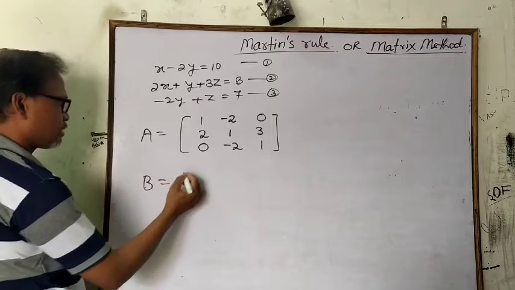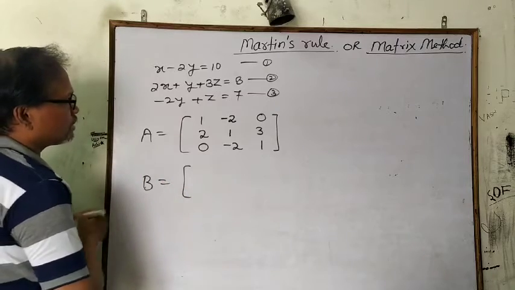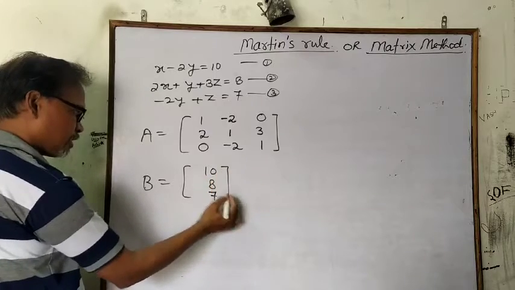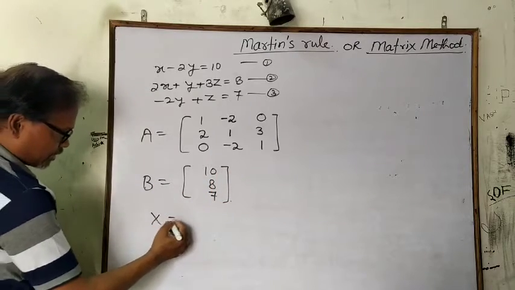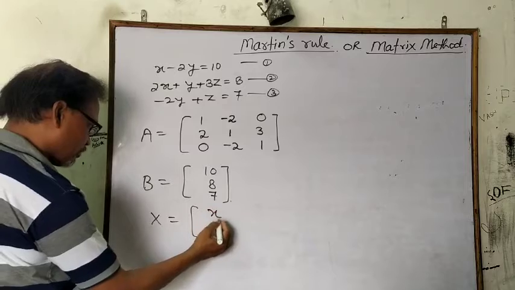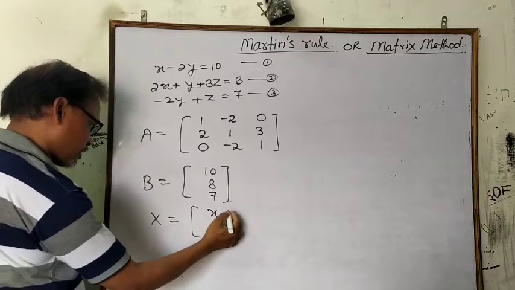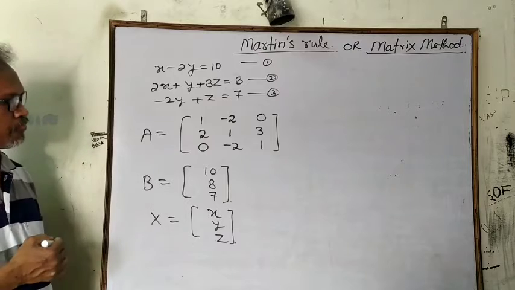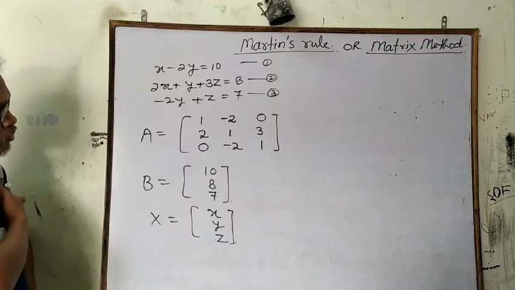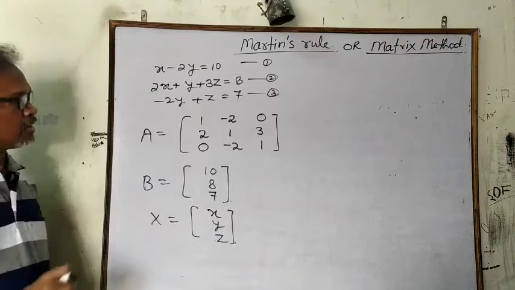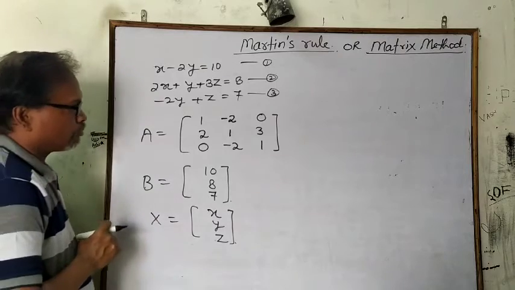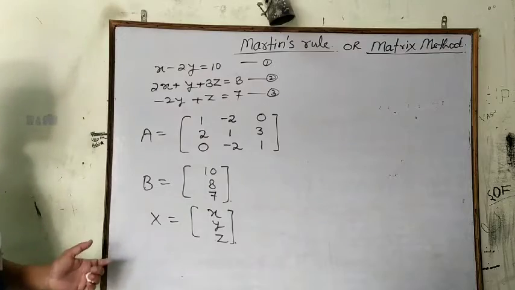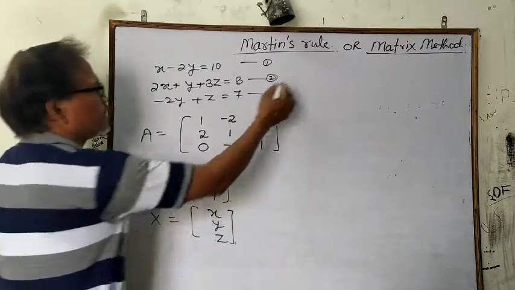Now the matrix B, only the constant terms, that is 10, 8 and 7, written in column form. Matrix X, the variables used in the equations x, y and z. This is also in column form. Now first of all, you will find the modulus of A. Modulus of A means the value of the determinant of the matrix A.